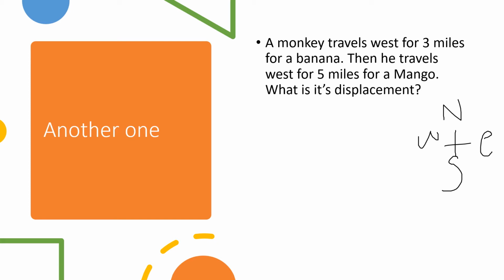So now, the monkey's going to start off here, and then he spots a banana. So he's going to go to the west for 3 miles. Then the monkey spots a mango. So he's going to go another 5 miles to the west. If you guys recall, if an object's displacement is traveling the same direction, then you can add. So because the monkey is traveling only to the west, we can add these two. So we get 8 as the monkey's total displacement.